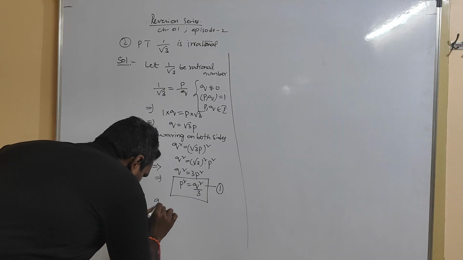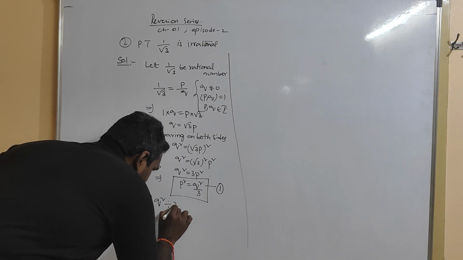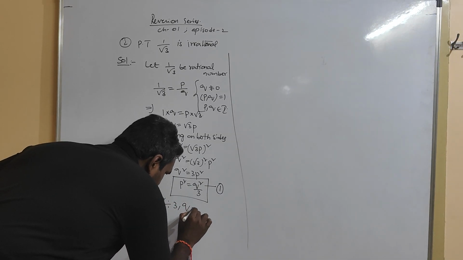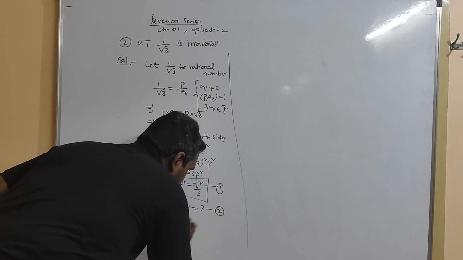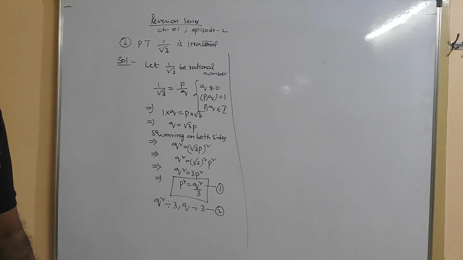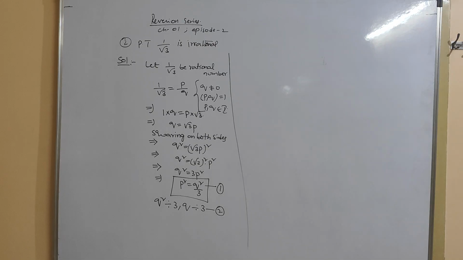Q square divides 3, comma, q divides 3. This you make as equation 2. Am I clear?